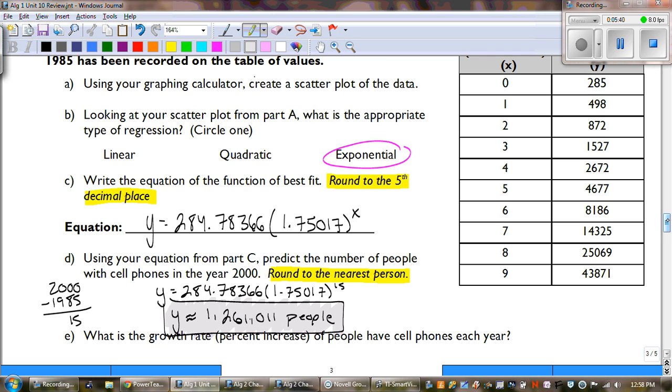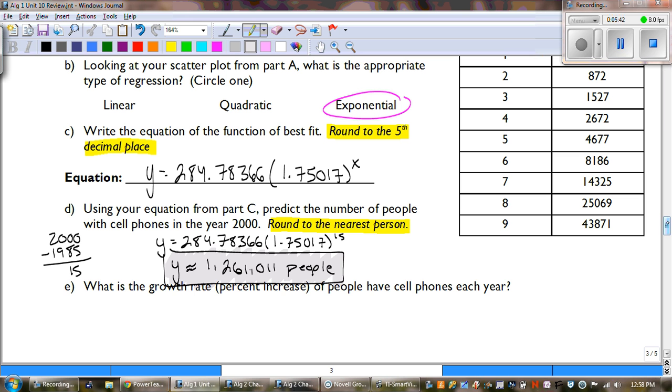All right, E. E asks us, what is the growth rate, the percent increase of people who have cell phones each year? So for growth rate, that's because the B is greater than 1. If B is greater than 1, we have to do the growth rate, which is B minus 1 times 100. Okay, so we take B, the 1.75017, minus 1, times 100.